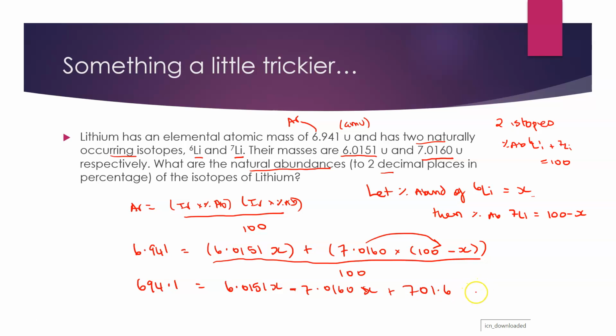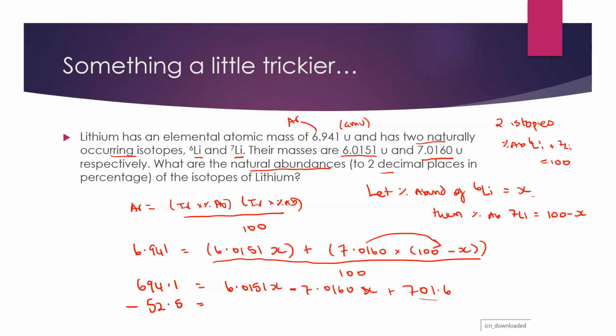701.6. Now I'm going to gather like terms. I'm going to take this 701.6 over to the other side. So we're going to get 694.1, and we're going to subtract our 701.6, which is going to give me negative 52.5. And then I'm going to do the 6.0151 minus the 7.0160.